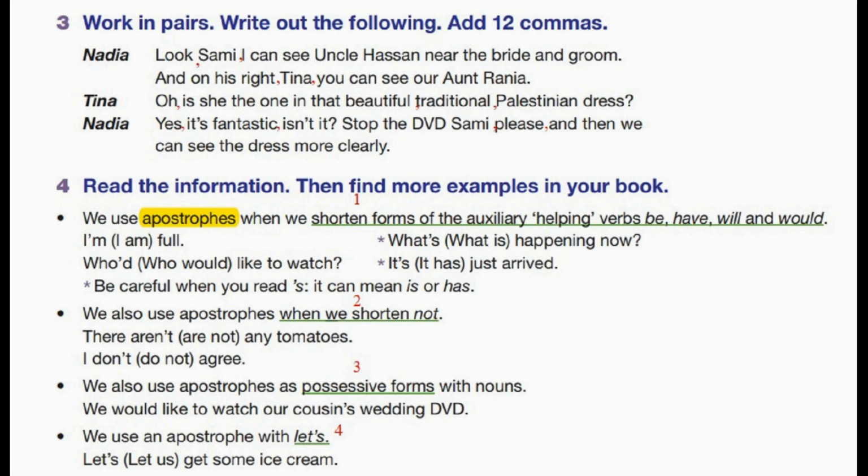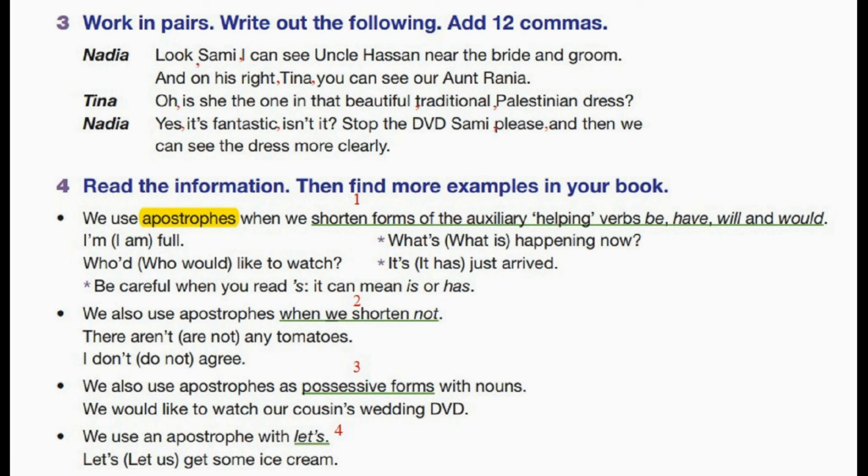4. Read the information. Then find more examples in your book. We use apostrophes when we shorten forms of the auxiliary, helping verbs be, have, will and would. I'm full. What's happening now? Who'd like to watch? It's just arrived. Be careful when you read 's, it can mean is or has.